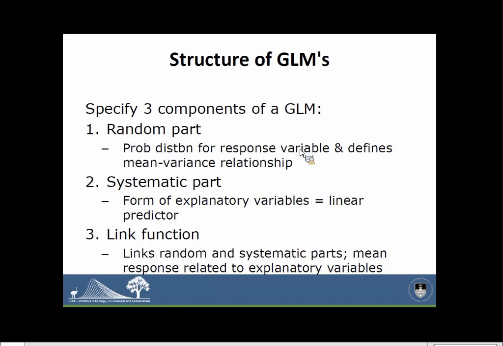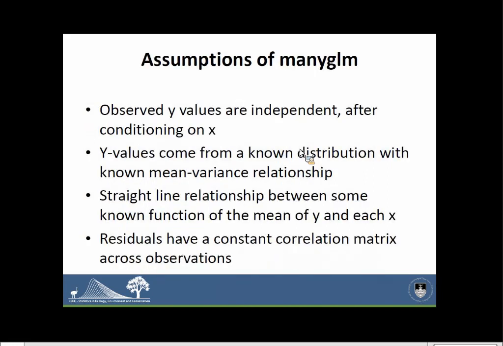And so this is common for all GLMs, and it's no different for the mvabund GLM function. It does have a few assumptions, same as GLMs in general. So observed Y values are independent after conditioning on X. Y values come from a known distribution with a known mean-variance relationship. Because we specify that, that's usually met. There's a straight line relationship between some known function of the mean of Y and each X, and also that the residuals have a constant correlation matrix across observations.